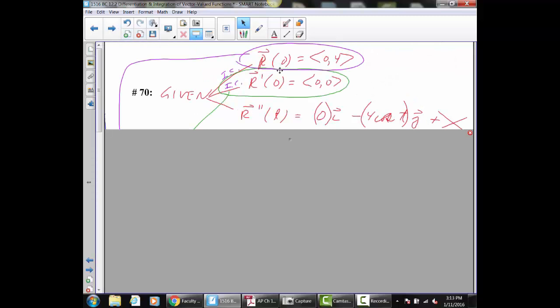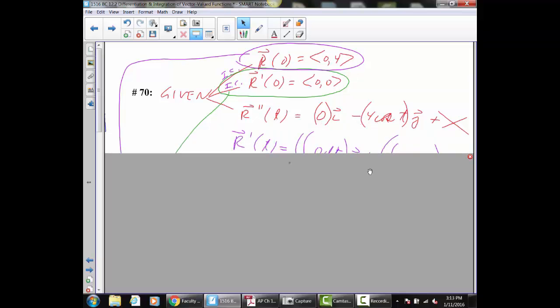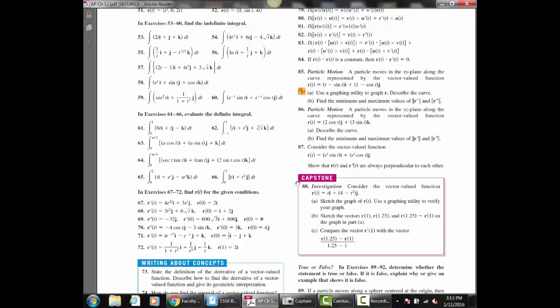Number 70, you're given two initial conditions, and r double prime of t equals 0i minus 4 cosine t j. So if the second derivative is equal to this, to get to the first derivative, the question, I believe, is find r of t for the given conditions.